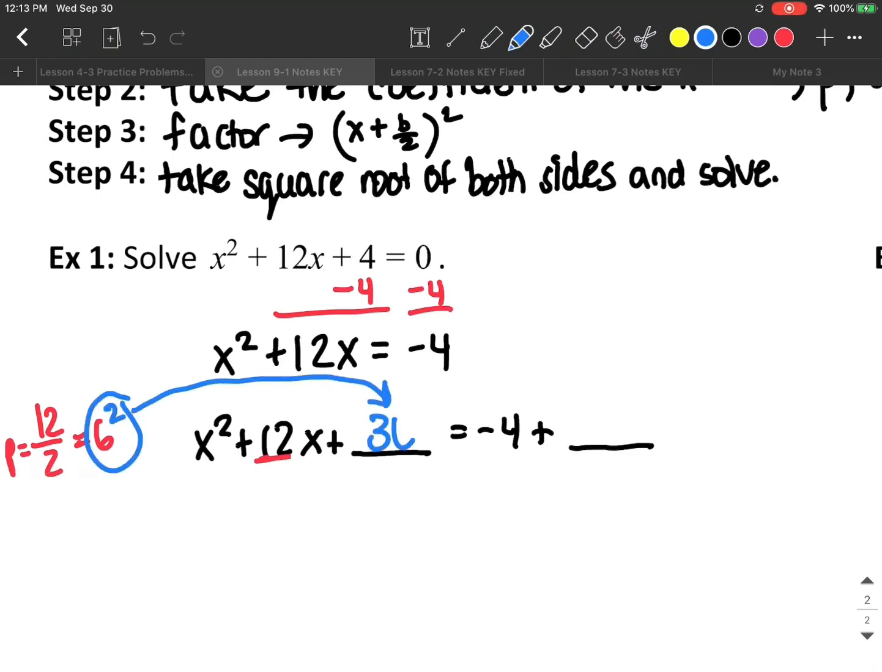And that is 36. If I add 36 to the left-hand side, because I want to be able to factor that thing on the left, I'm going to add that same thing to the right-hand side. When I factor the left-hand side now, I can rewrite this as x plus 6 to the second power. Now I have something squared on one side and a constant on the other, so I have 32 on the right-hand side.